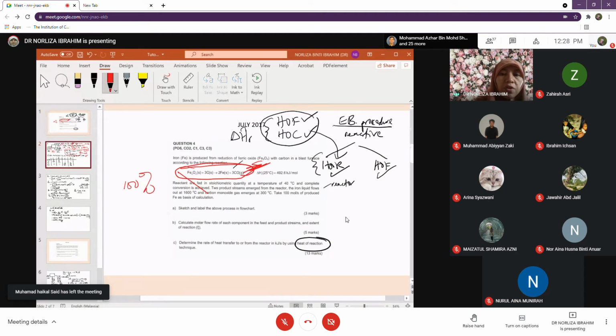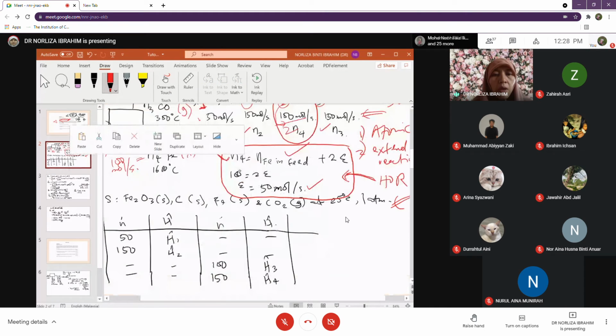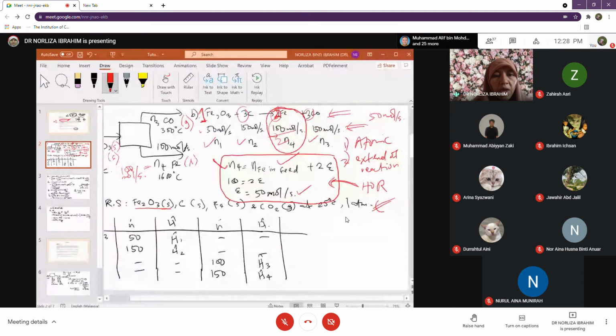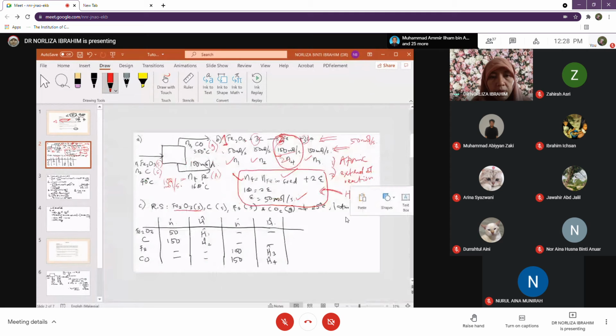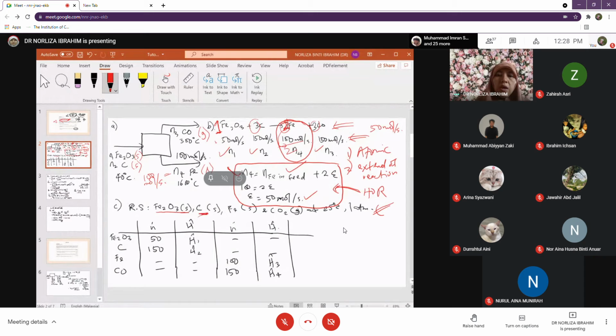So that's why if you refer to my solution here, the reference state here is ferrum oxide, solid, the reactant and the product. That is how to solve using the heat of reaction technique. The carbon, the ferrum also in the solid, the CO2 in the gas. So you follow exactly the reaction. Now you draw the inlet and outlet enthalpy table, put in the flow rate, all that, and the unknown enthalpy here. So you have 4 unknown enthalpies to be calculated.